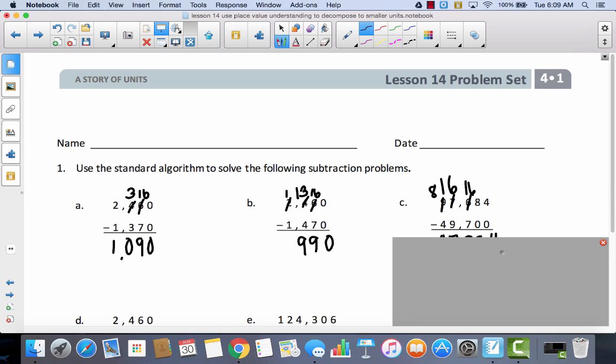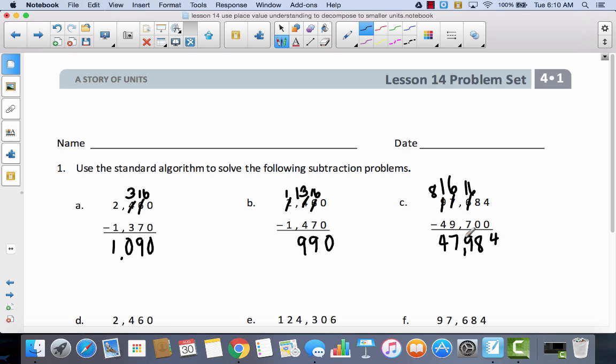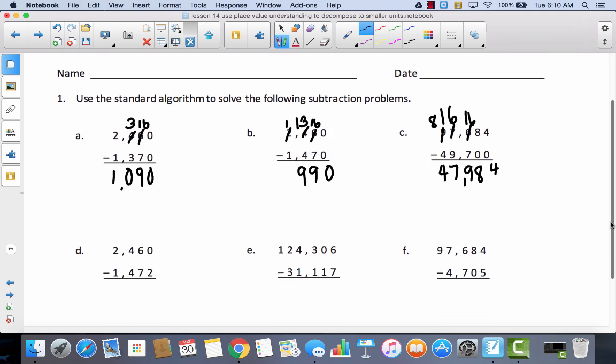So the same thing happened in C. Whenever I was looking at the ones, I was ready, the tens, I was ready, but in the hundreds, I could not take 7 from 6, so I had to unbundle 1,000, and that left me with 6 thousands, and then I added that to the hundreds place. Then I was not ready to subtract in the thousands place, so I had to unbundle in the 10,000s place and add that to the thousands place. Then I was ready to subtract. And when I subtracted, this is what I got. 47,984.